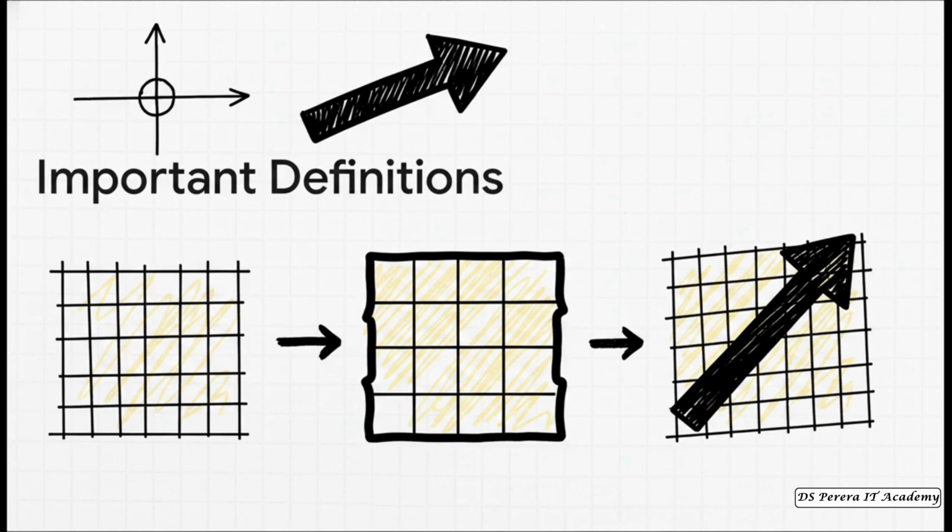And an eigenvector is a special vector that only gets scaled, not knocked off its original direction by a transformation.